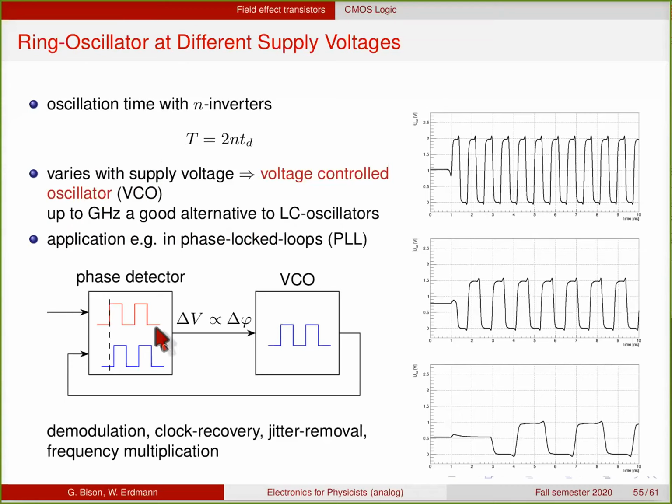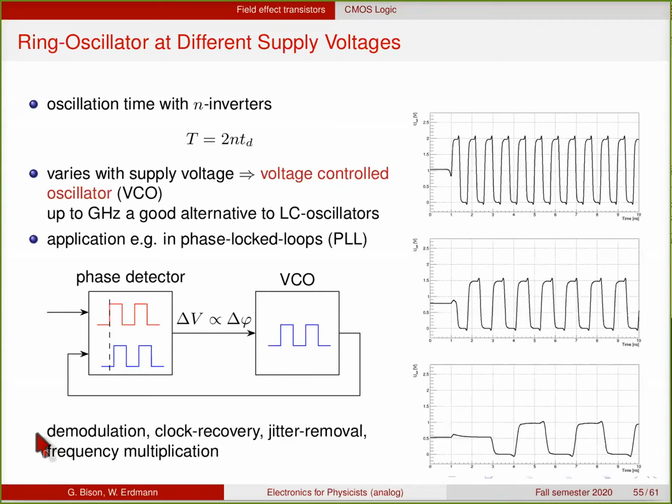So then you need a so-called phase detector, which takes the input signal and the output signal of your VCO and compares the two signals and decides which one is ahead of the other one. And if the input is ahead, then you increase the voltage to make your oscillator go faster. If the output is ahead, you decrease your voltage to make your oscillator go slow. And this way you can create a signal that is locked in phase to another signal.